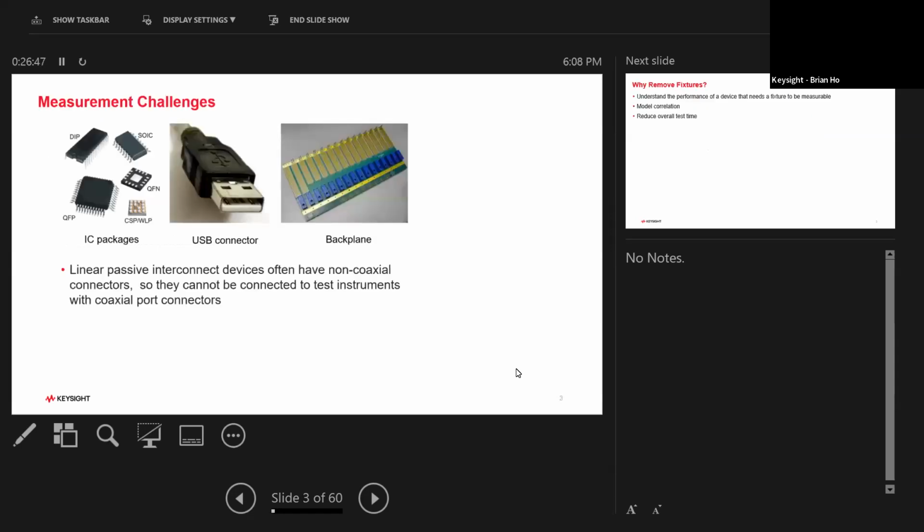So some of the measurement challenges we're having nowadays. A lot of the things that we get need to be characterized by the VNA, and some of these connectors aren't connectors that we are able to connect with coaxially. So the large challenge is the boards are getting smaller, your fixtures are getting smaller, your connectors are getting smaller, and your connectors aren't coaxial. So how do you get rid of them? That's what we're going to discuss today and the ideas that we're going to talk about.